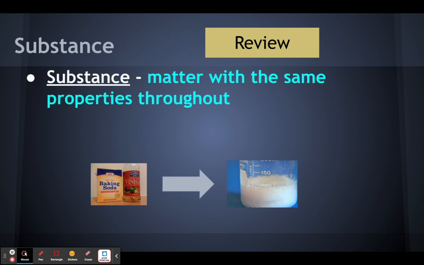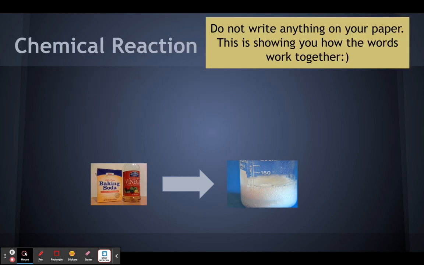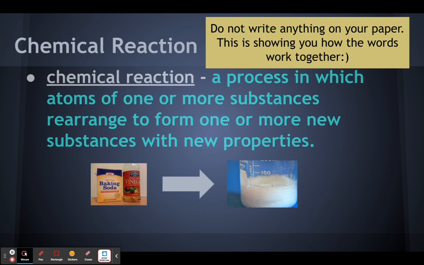Substance, which you've heard many times before, is matter with the same properties throughout. For example, when you test vinegar, no matter whether you test the left, the right, the top, the bottom of it, it's always going to come out as vinegar. Baking soda is another example of a substance. You don't need to write this either.